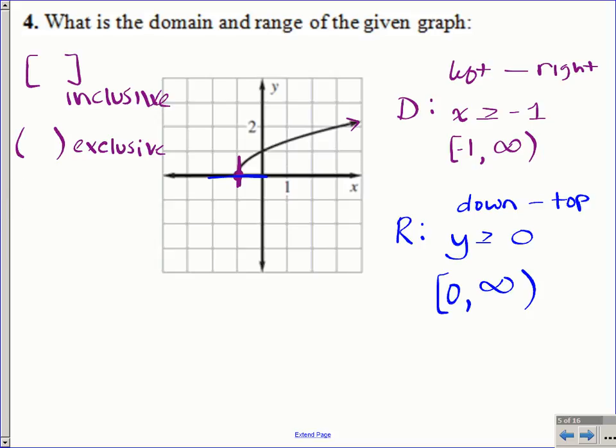Okay? So either inequality format or interval format. You don't have to have both. Okay?